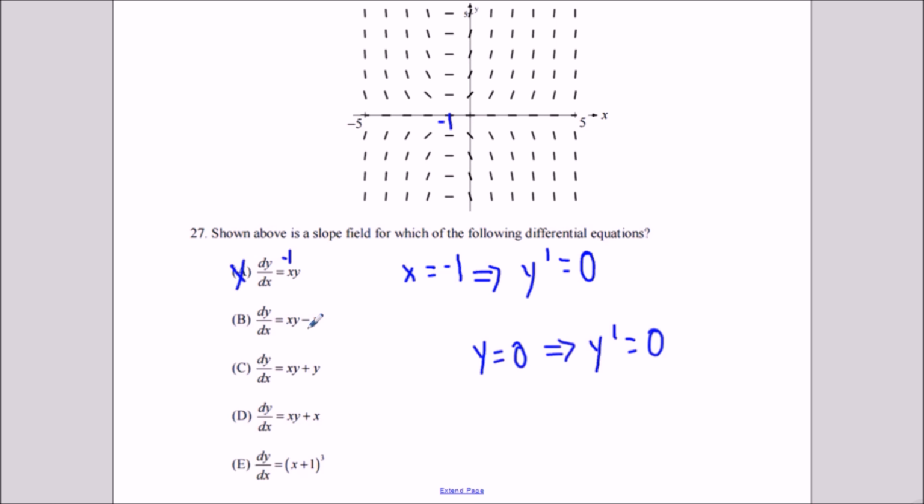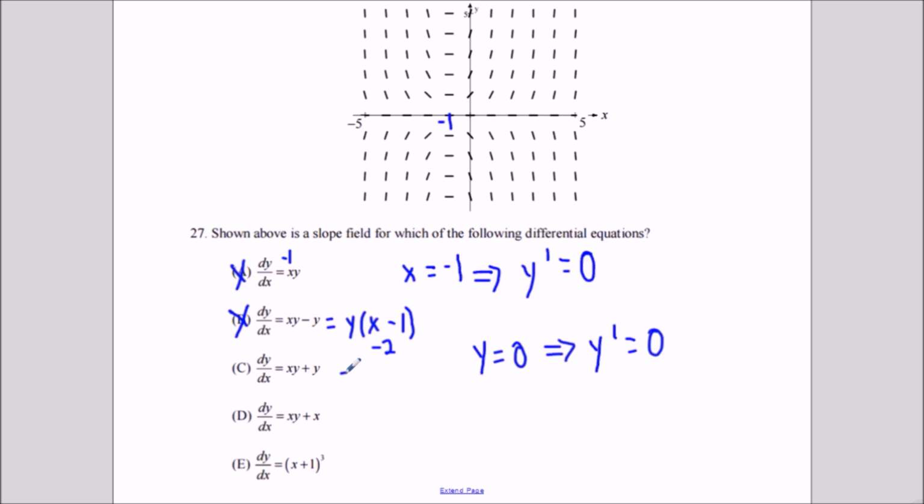So A is out. For choice B, what I would do is factor out y. If we factor out y, we're going to get x minus 1. And notice here, if we plug in negative 1 for x, this will give us negative 2 times y, which is not always going to be 0 if y is anything but 0. So for choice B, if x is negative 1, the derivative is not always 0, which we need to be the case based on this pattern.